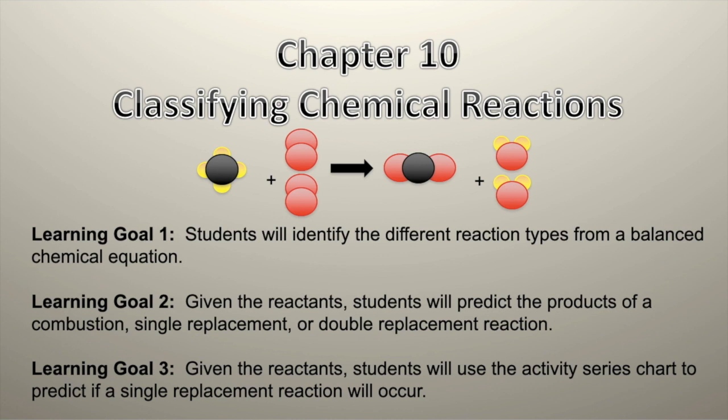Previously, we learned how to write and balance a chemical equation. Many chemical reactions fall into a general pattern. In this lesson, we will be learning how to identify 5 different reaction types and the patterns they follow.